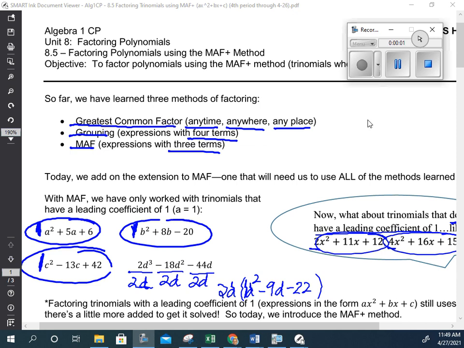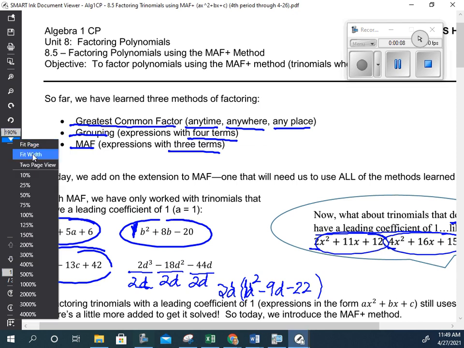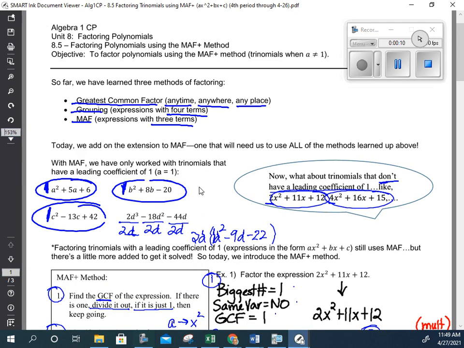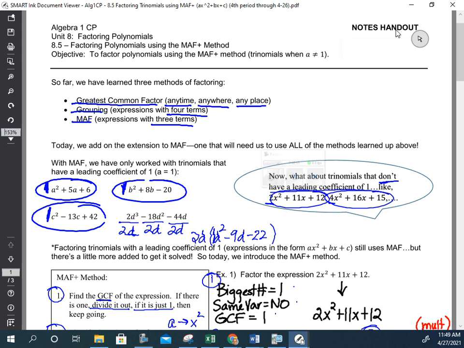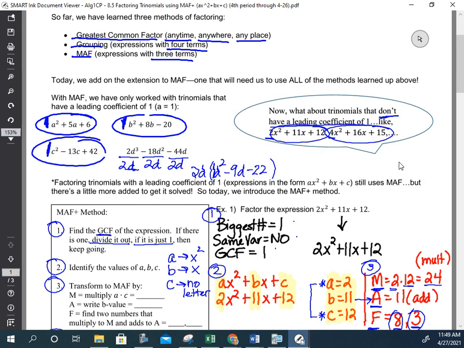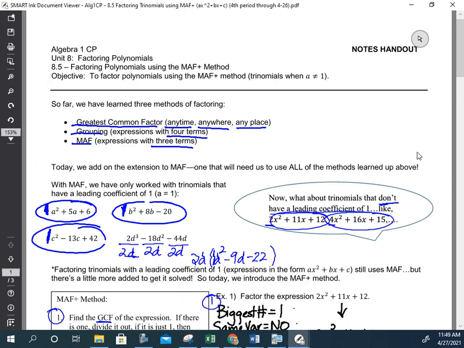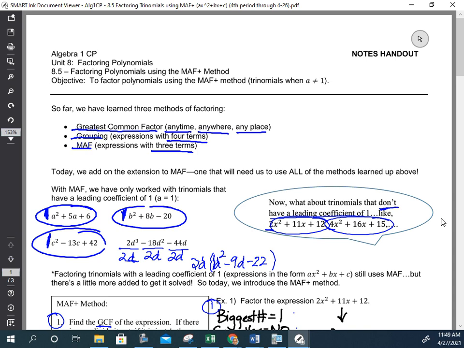All right, so just to recap what we did yesterday. We started with our new method of factoring, which is MAF plus. MAF plus is when you have three terms, but that first number is not one. Everyone in here is used to doing MAF when that first number is the number one.